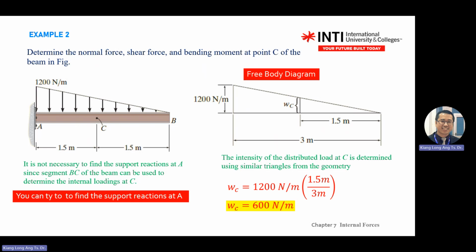So this 1,200 Newton per meter is at the distance of 3 meter from the tip. And this X value, or WC value, is 1.3 meter from the tip. You do a ratio, this one divided by this one, divided by this one, and you move around. You'll get WC equal to 600. So at this point it is 600 Newton per meter.